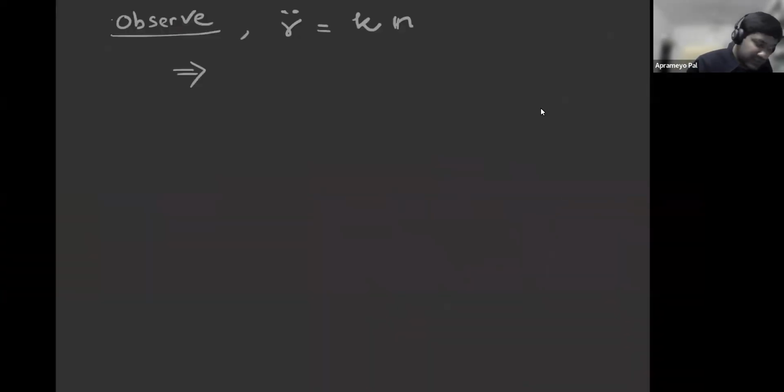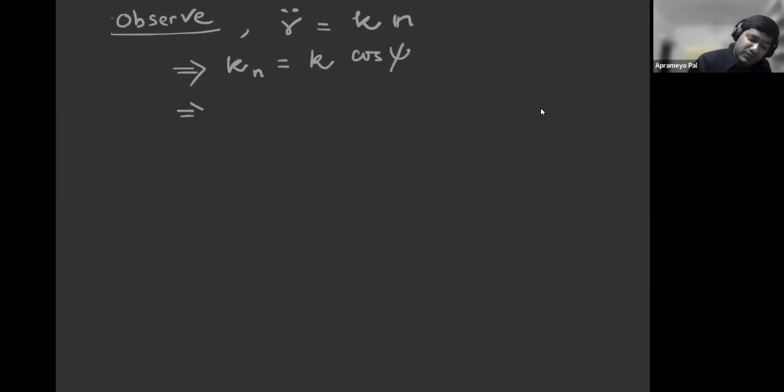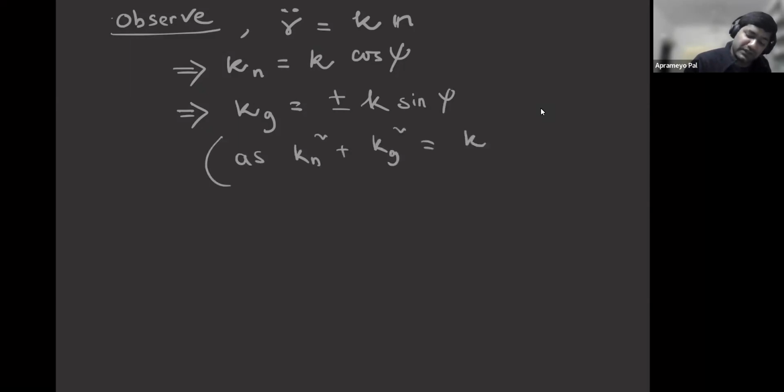So this implies kn is k cos psi, and this would actually imply kg is plus minus kappa sine psi, because kn square plus kg square is k square. This we have already said. So we are done then.